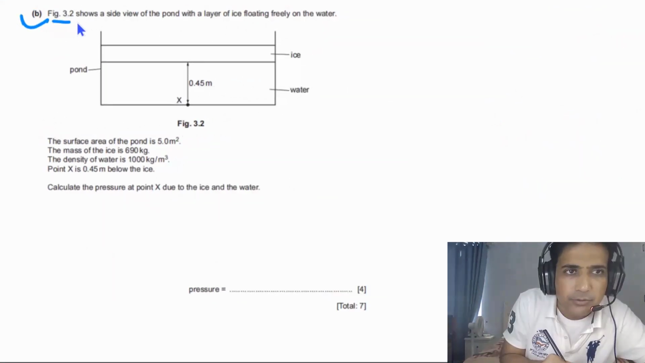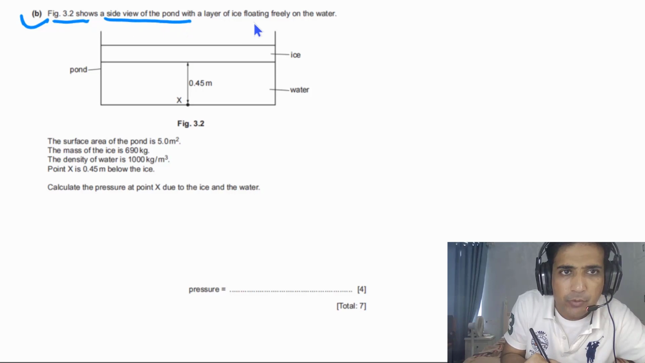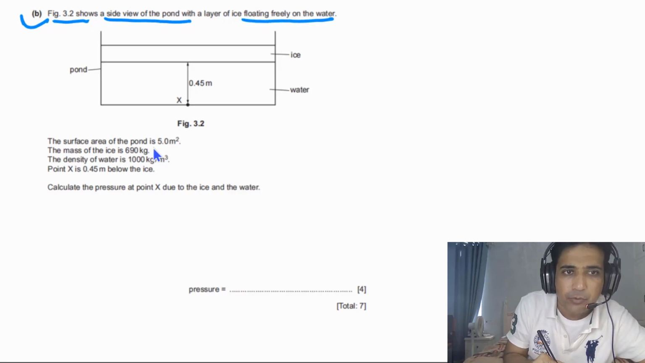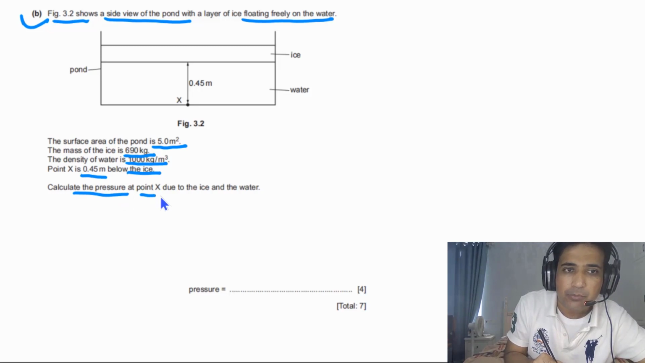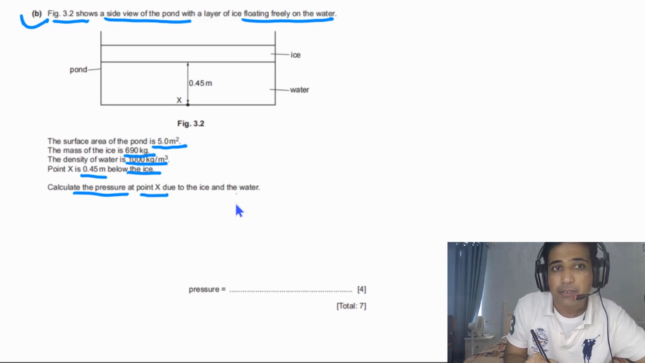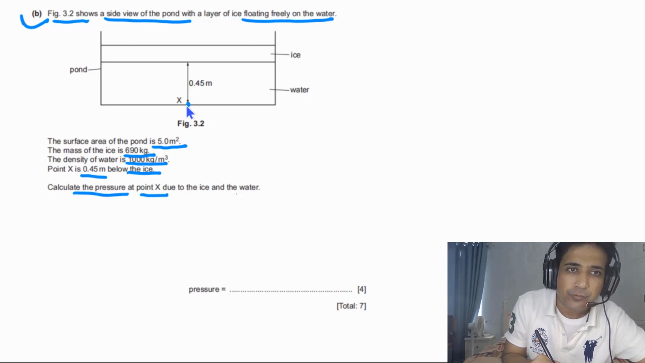Part B says: Figure 3.2 shows a side view of the pond with a layer of ice floating on the water. The surface area of the pond is 5.0 meters squared and the mass of the ice is 690 kg. The density of water is 1000 kg per cubic meter and point X is 0.45 meters below the ice. Calculate the pressure at point X due to the ice and water. So we need to find the value of P at this point.